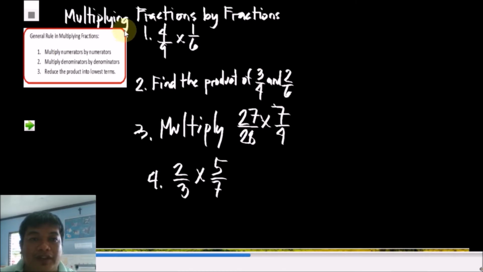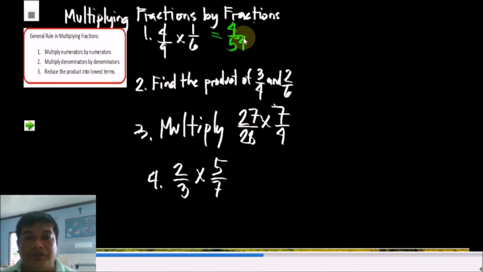Multiplying fractions by fractions. The general rule in multiplying fractions: first, you multiply numerators by numerators. Second, multiply denominators by denominators. Then reduce your product into lowest terms, or simplify your answer. For number 1, 4/9 times 1/6, you just directly multiply: 4 times 1 will be equal to 4, and 9 times 6 will be 54. Then after multiplying, reduce to lowest terms.